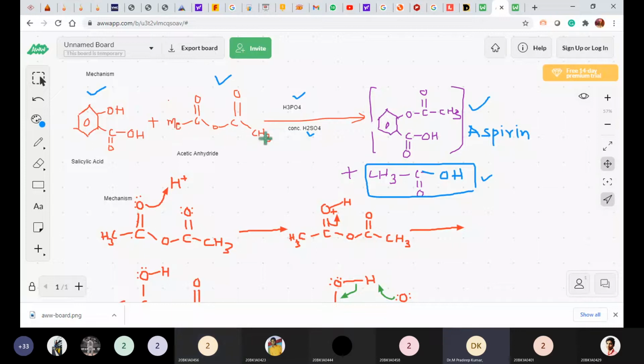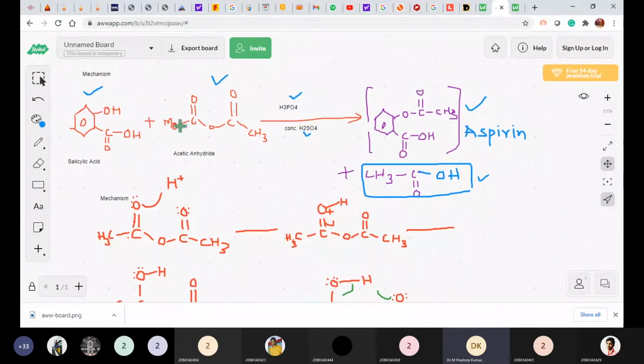This Me indicates CH3. Don't write Me. It is actually CH3, like this, CH3. This is also CH3. Okay, let me write. Just wait. This is CH3. This is also CH3. CH3, C double bond O, single bond O, then this oxygen is connected to this carbon, double bond O, and then this single carbon CH3. Okay, so this is our acetic anhydride.